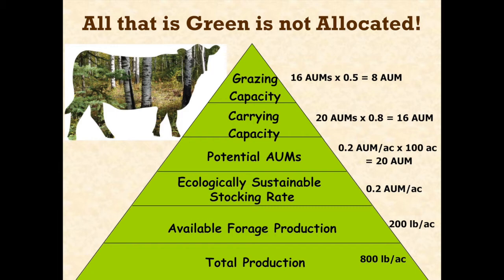And of that 80% that they have access to, they're not doing good enough management to get the livestock everywhere. They're only getting to half of that. So we multiply again by 0.5, and we end up allocating them with a grazing capacity of 8 AUMs.